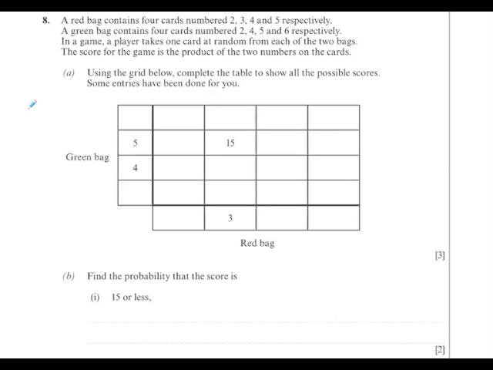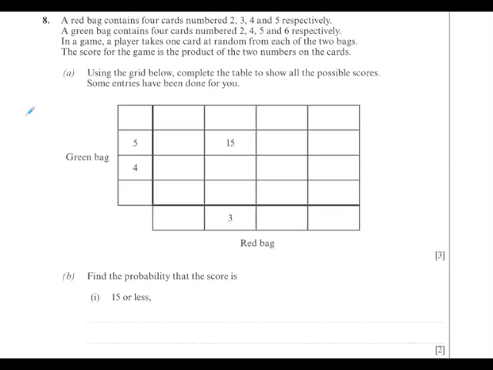The score for the game is the product, that means multiplying the two numbers together, of the two numbers on the cards. Using the grid below, complete the table to show all the possible scores. Some entries have been done for you.